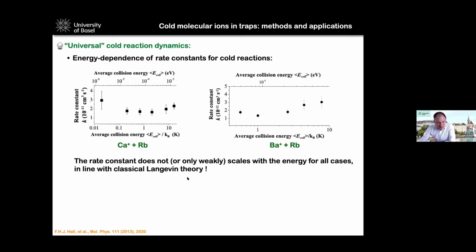So what one can see here is that the rate constant is essentially constant with collision energy for both of these systems. And this is a bit reminiscent of what one gets from Langevin theory. Langevin theory predicts an energy independent and therefore temperature independent rate constant. The magnitude of the rate constant is smaller than the Langevin rate constant. It's important to realize, but the energy dependence is very reminiscent of what we get with Langevin theory. So how can one understand this?